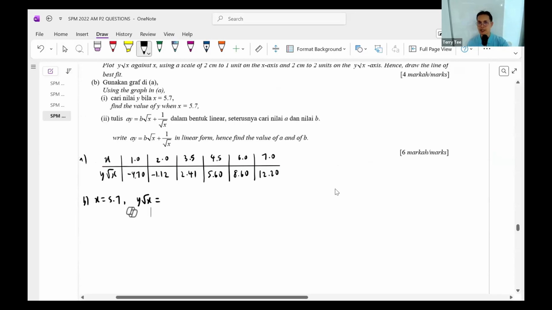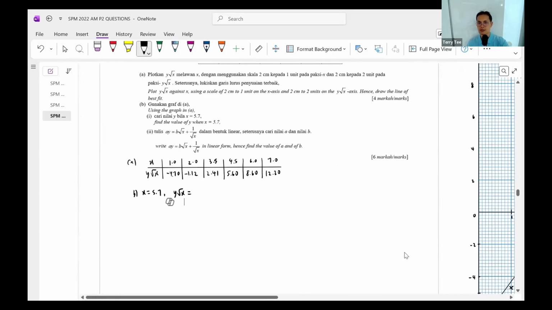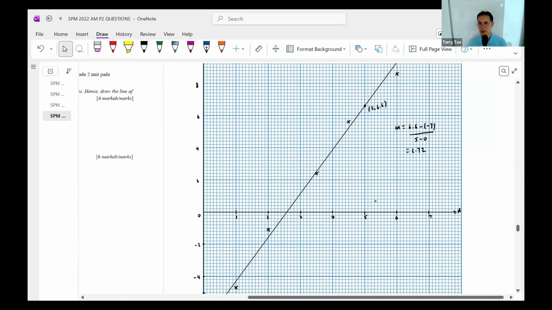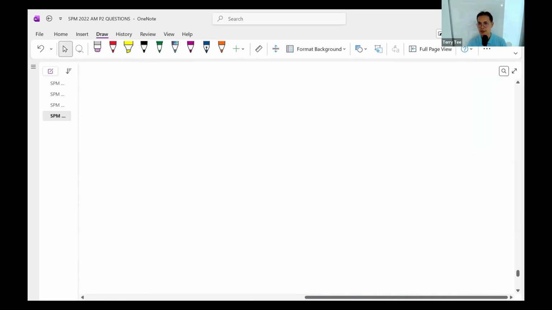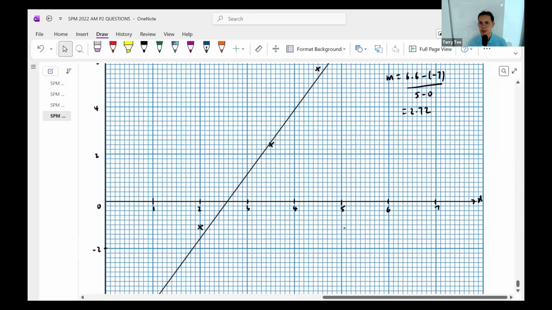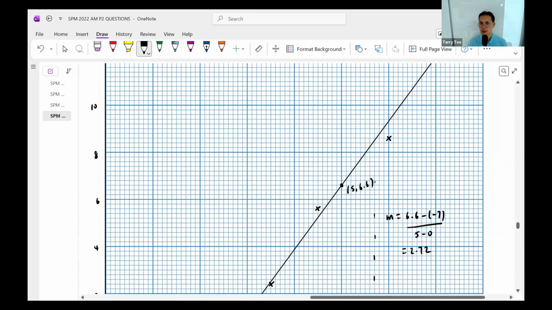Go back to your graph. Where's 5.7? 5.7 is here. Move it up. Okay, I look at it, it's like 8.5. It looks like in between. It looks like 8.5.